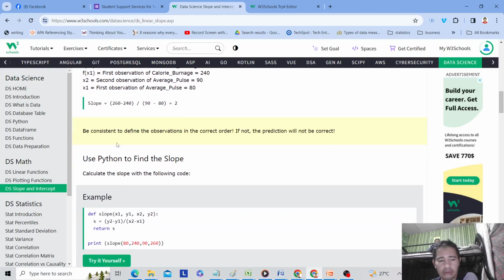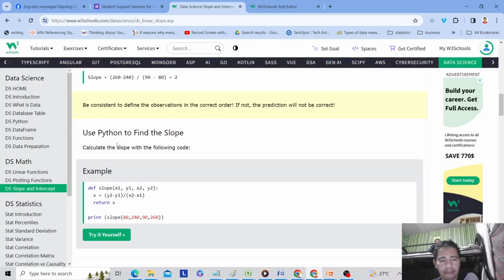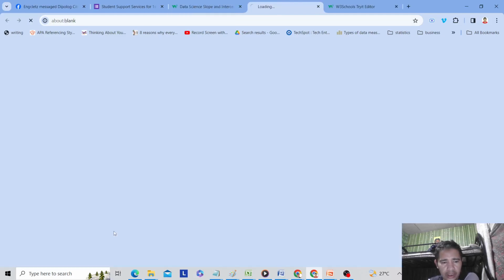Use Python to find the slope. This one. To calculate the slope, use the following code. def slope(x1, y1, x2, y2): s equals (y2 minus y1) divided by (x2 minus x1); return s. print(slope(80, 240, 90, 260)).